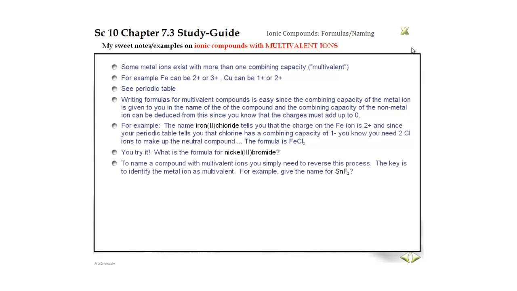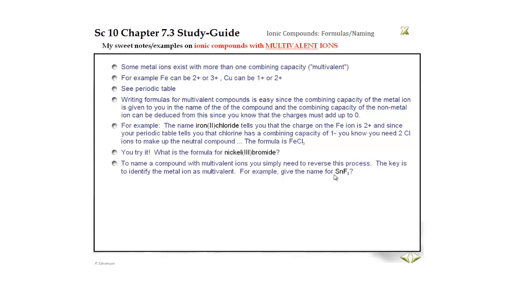I'm thinking I actually answer this at some point, but to name a compound with multivalent ions, you simply need to reverse the process. The key is to identify the metal ion as multivalent. For example, give the name for tin fluoride.